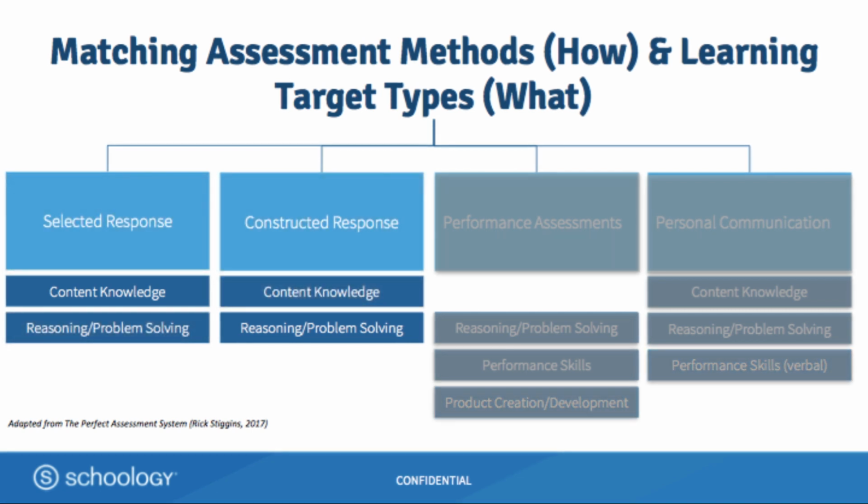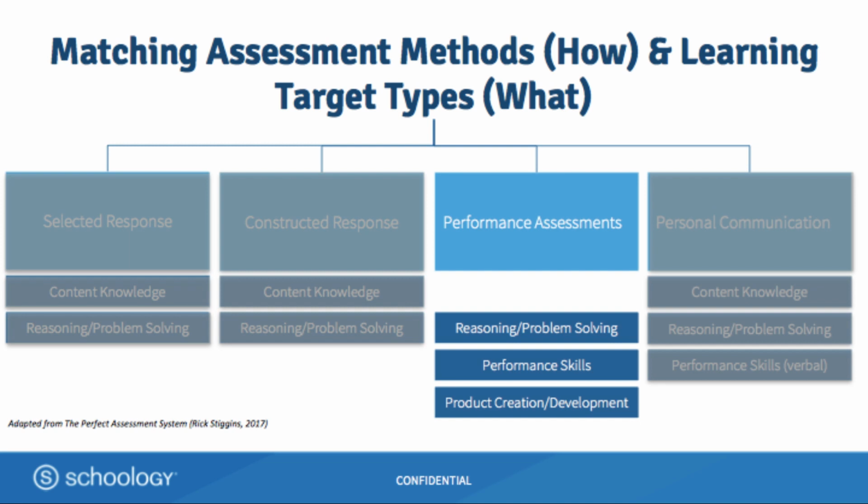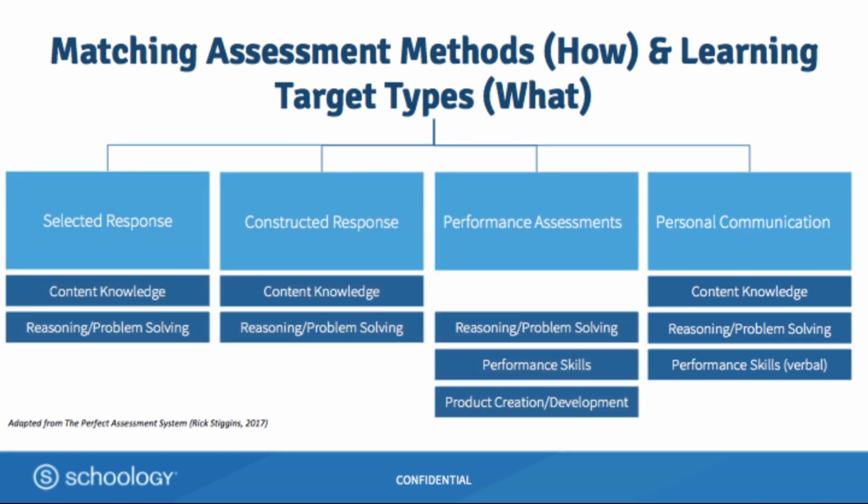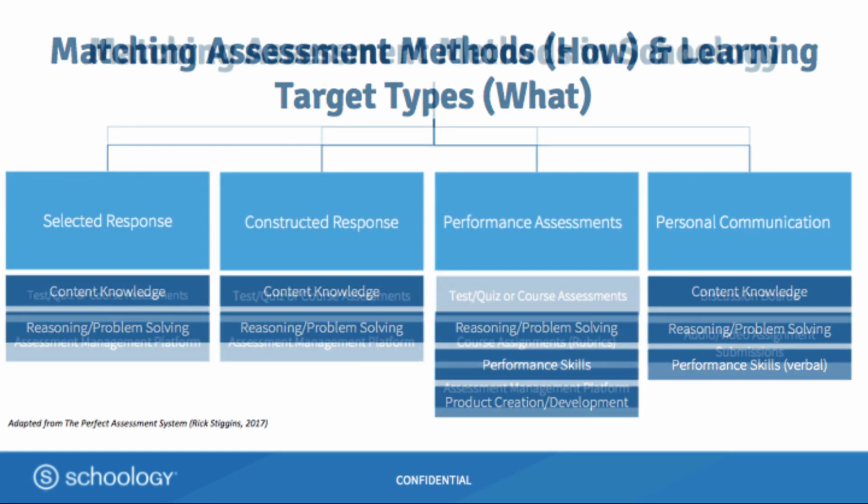Selected response and constructed response assessment types are very good at addressing content knowledge and reasoning or problem solving. A performance assessment can measure reasoning or problem solving, performance skills, and product creation, but it isn't the best fit for content knowledge. Personal communication can best measure content knowledge, reasoning and problem solving, and verbal performance skills, but it isn't the best match for product creation or performance skills that fall out of the verbal category. Again, you can do all of these in Schoology. It just depends on what you want to measure and how.